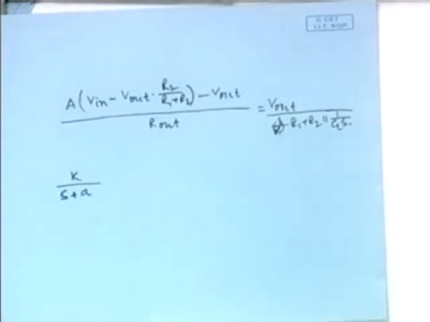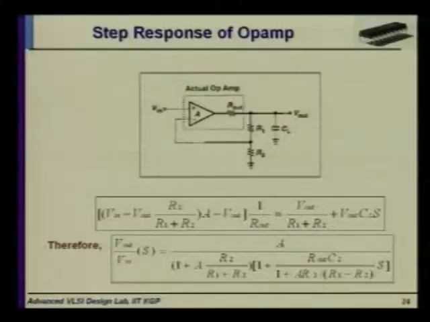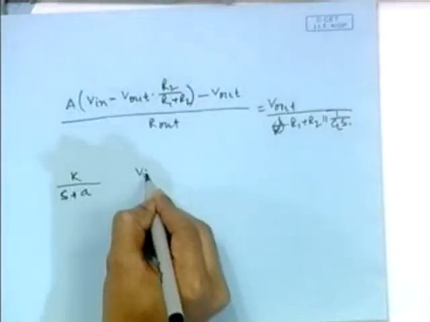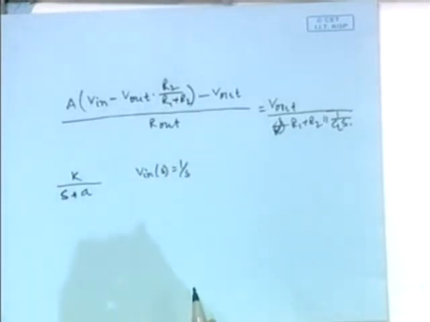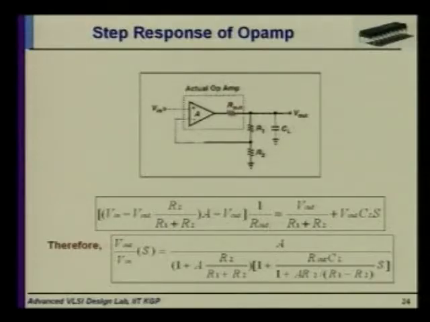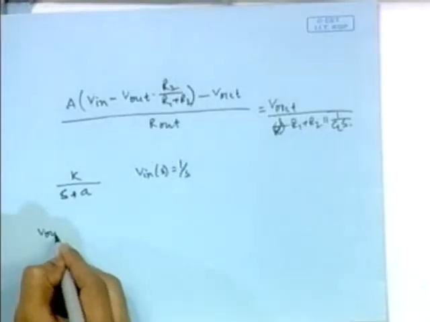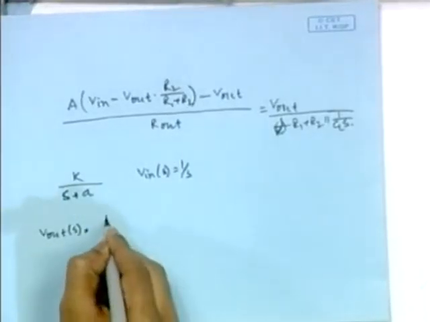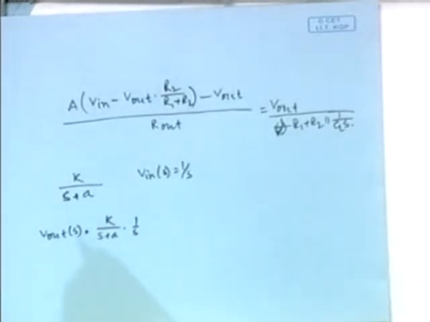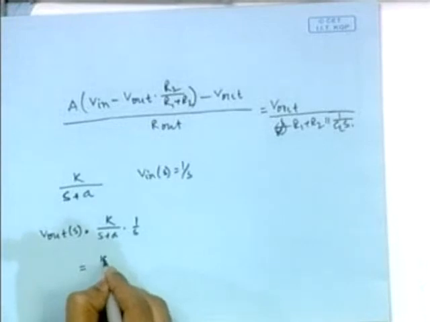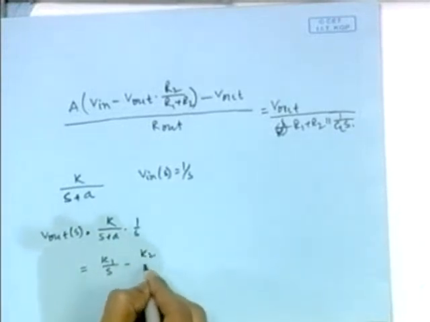So what would be the output voltage in T domain? I have given a step response. So V in S should be 1 by S. If you multiply these, that means V out S is in the form of something like K by S plus A into 1 by S. In the form of this, by partial fraction, what we can see is that this is in the form of something like this.